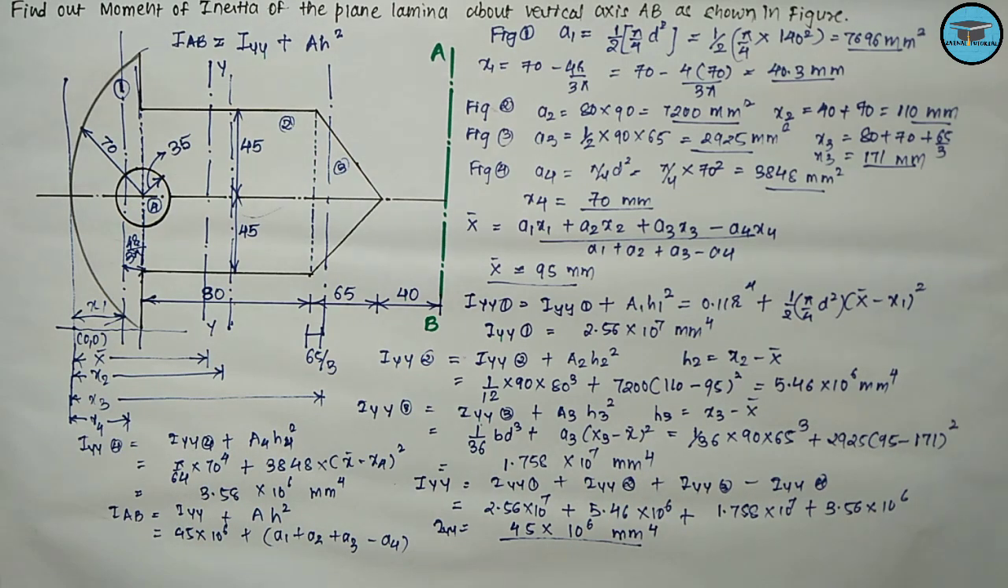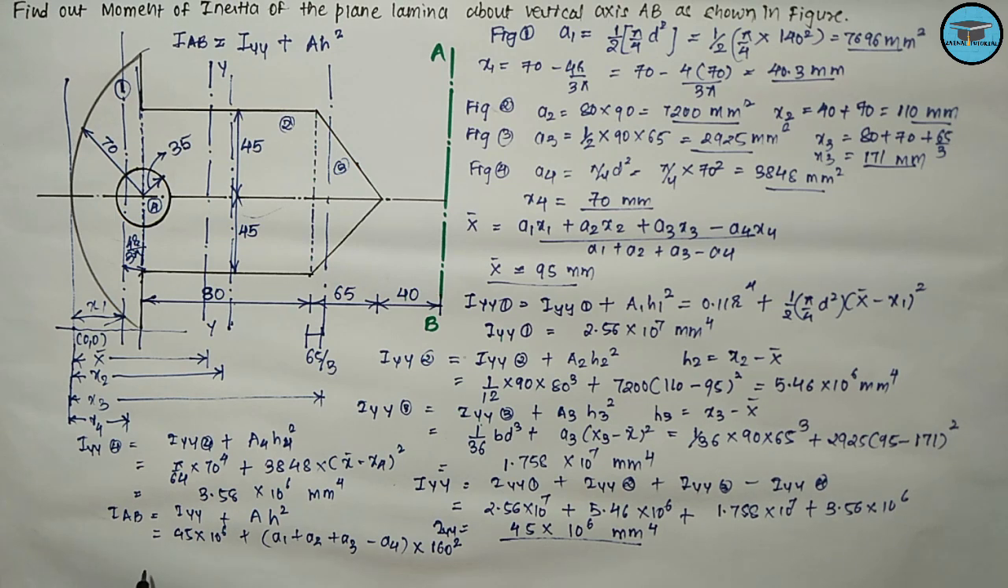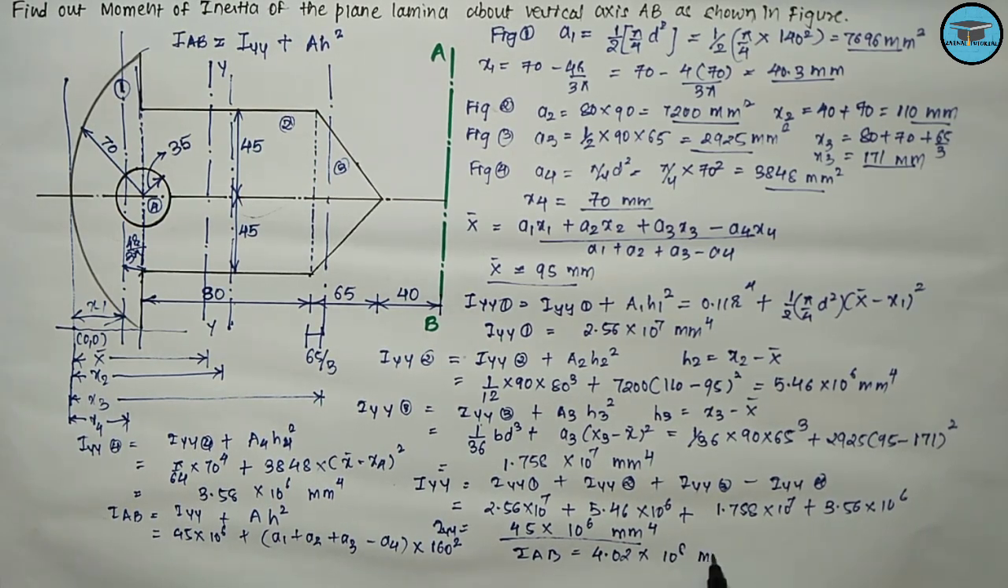Okay, so the value of h is nothing but here it is 160. So 160 square. So placing all the values, we will be getting the moment of inertia about the axis AB as 4.02 into 10 raised to 8 mm raised to 4. Okay. So we have obtained the moment of inertia about the axis AB as 4.02 into 10 raised to 8 mm raised to 4.